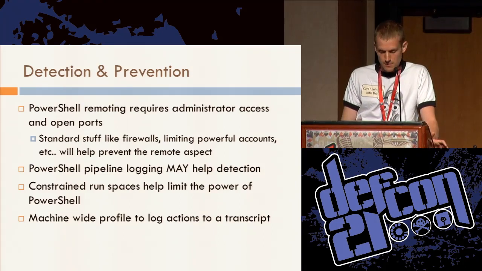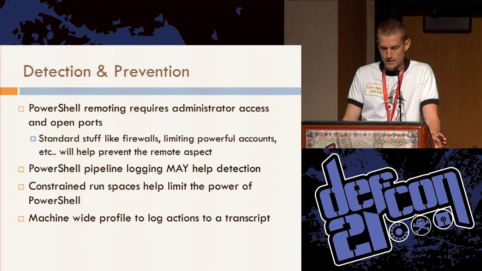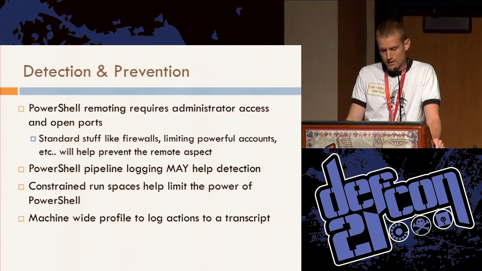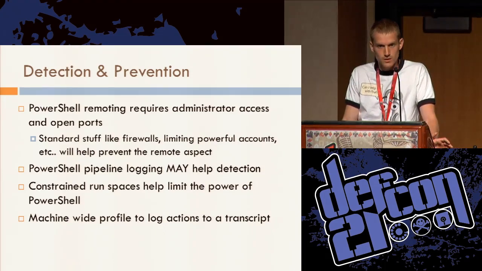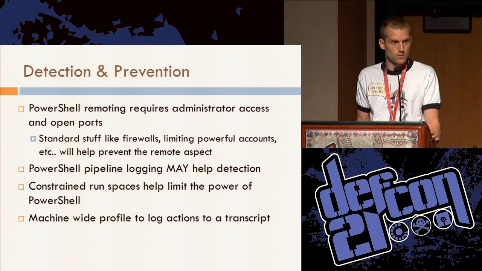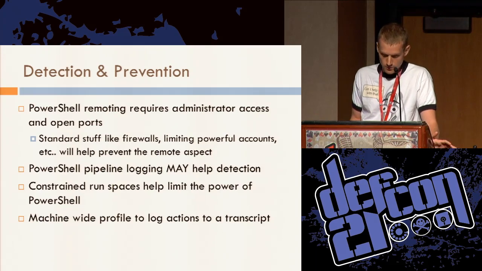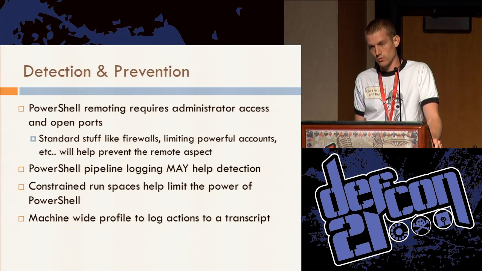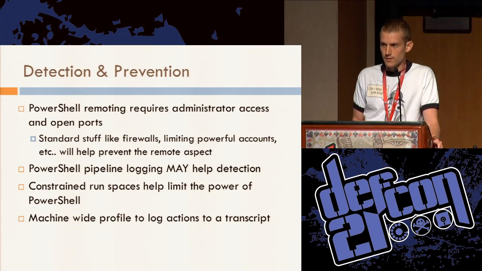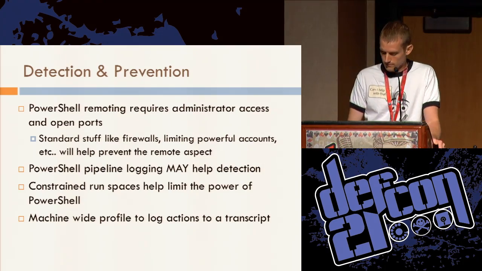PowerShell v3 has pipeline logging, which might help detect this, but it'd be really easy for an attacker to turn it off or clear the logs if they wanted to. And there's also going to be a lot of noise if you actually use PowerShell. Constrained run spaces can help limit the power of PowerShell. So you can say, even though someone's allowed to remote PowerShell into the server, there's only specific commands they're allowed to run. So I don't have full access to the Win32 API. I only have access to these 50 commandlets that are deemed to be safe. And another one is machine-wide profile to log actions to a transcript. Once again, super easy for an attacker to turn this off. But if an attacker doesn't know that you're doing this, then you might be able to record what they're doing.